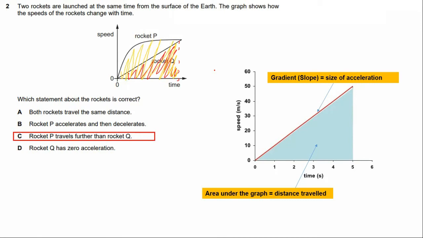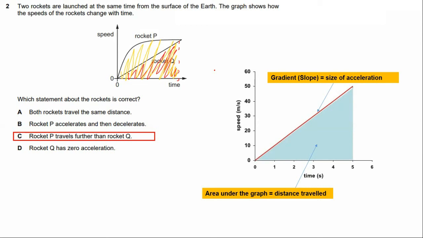Let's also look at other answers. Since the correct answer is C, answer A is obviously wrong, which suggests that both rockets travel the same distance. And answer D is wrong, since a zero acceleration is represented with a zero gradient line, which should be parallel to the x-axis. We don't have any graph which is parallel to the x-axis. Therefore, answer D is wrong.